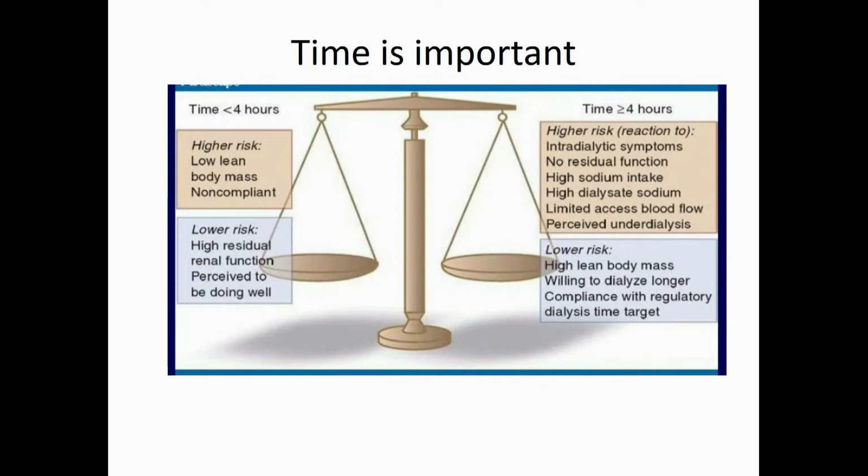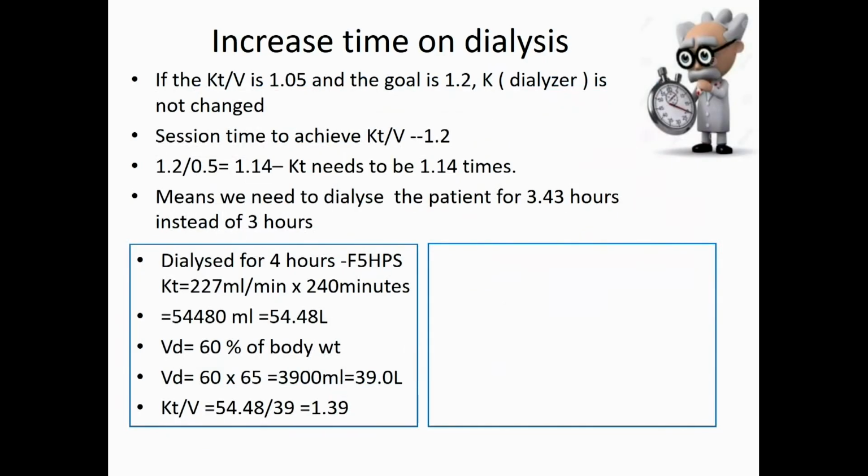If it is more than 4 hours, it is good for thin, lean mass patients, but it is very good for those patients who have no residual renal function and high dialysate sodium. So these are all the patients who may do better. Even Japan has shown that time is most important. Even the NCDS study also showed time is most important. So if you increase the same patient from 3 hours to 4 hours, you can give a better Kt/V, in F5 and even in others.